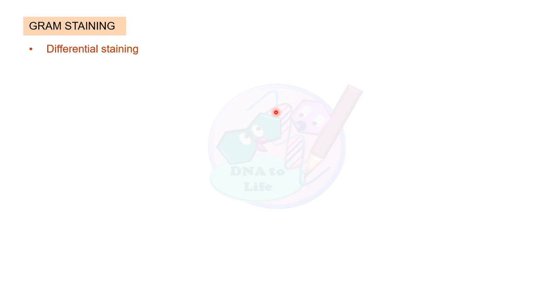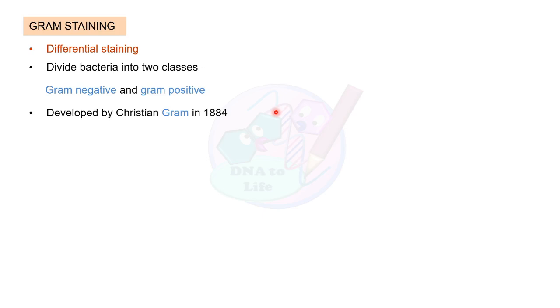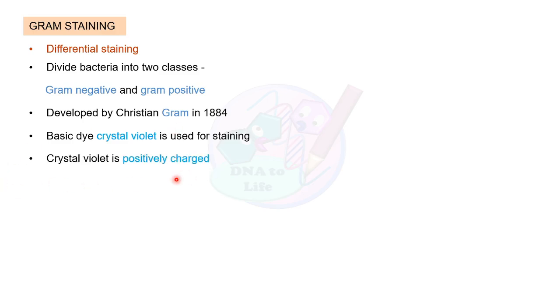This is also called differential staining because in a population of bacteria, it can classify the bacteria into two different groups, and we call them gram negative and gram positive. This stain was named after the scientist who discovered it, Christian Gram, who developed it in 1884. He used crystal violet as the primary stain, which is a basic and positively charged dye. Since it is positively charged, it binds to negatively charged groups present on the cell wall of the bacteria.